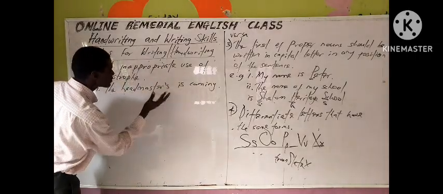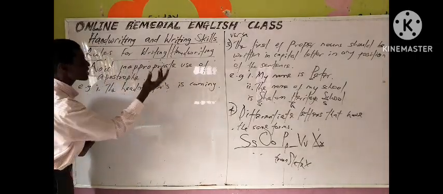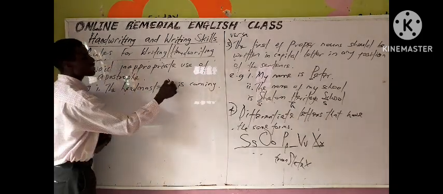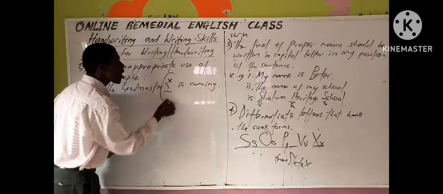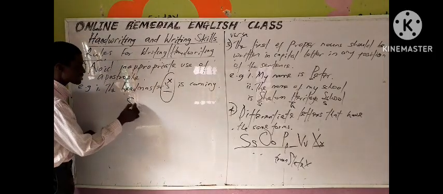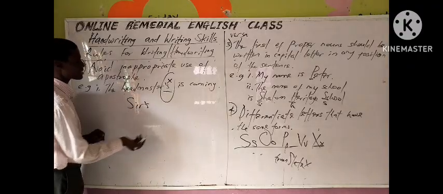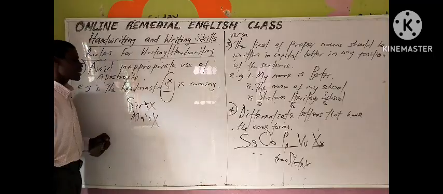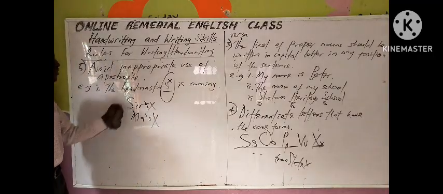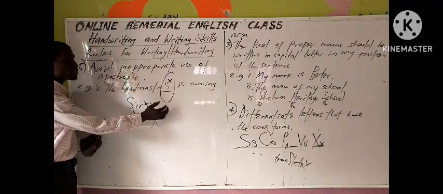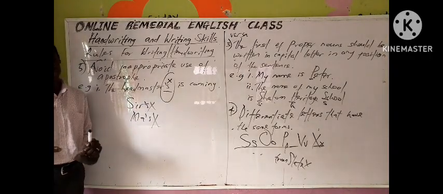There is no object that is possessed by the headmaster. So this is an example of wrong use. You are writing SAS's, I see that a lot of time. SAS's, mass's. These are rubbish. So please avoid this kind of thing. You do not need to put an apostrophe when there is nothing that is being possessed.